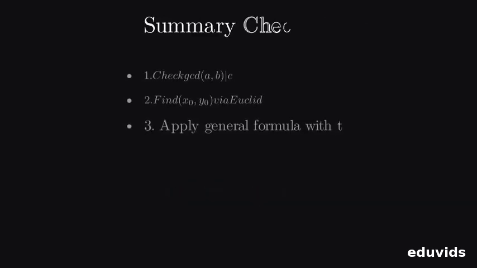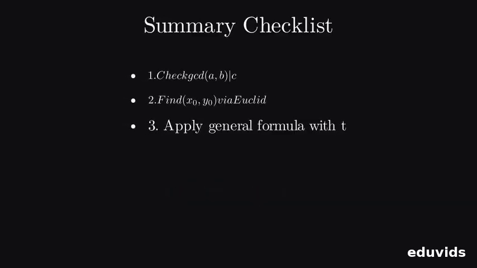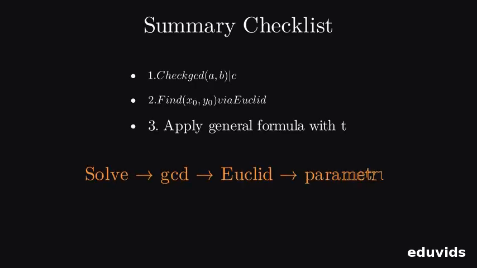To solve any linear Diophantine equation, first confirm that GCD of a and b divides c. Then use the extended Euclidean algorithm to grab one solution. And finally generate every integer pair with the parameter t. Keep this 3-step toolkit handy and you can tackle countless whole number problems waiting in math, coding, and everyday logistics.